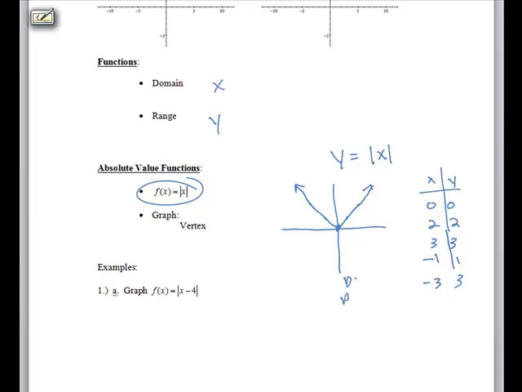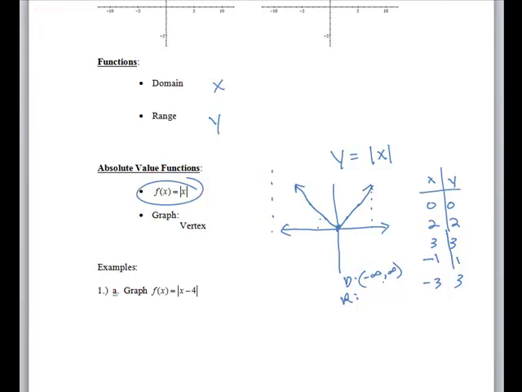The domain, the set of all possible values for x, so we look at the x-axis. Every single point on the x-axis will lie somewhere on that graph. Even if you go way out here to the left, if you go up high enough, it'll touch the graph. So the domain is going to be all real numbers, or negative infinity to positive infinity.